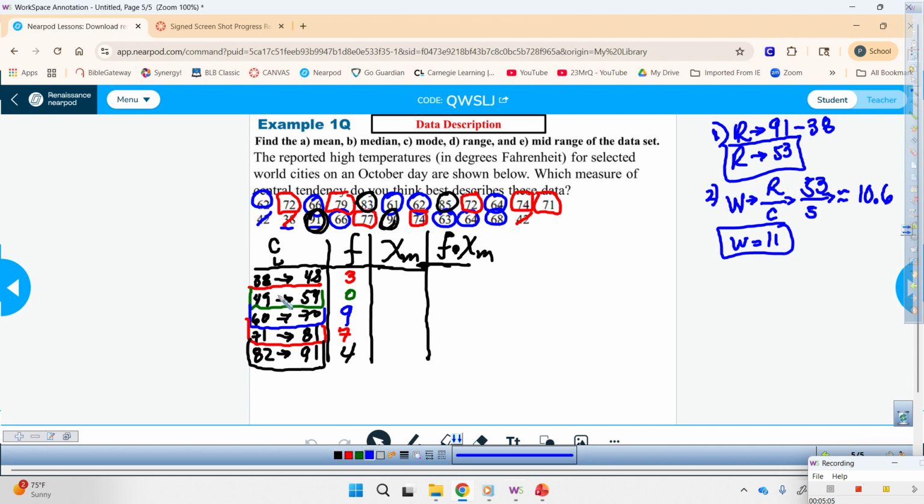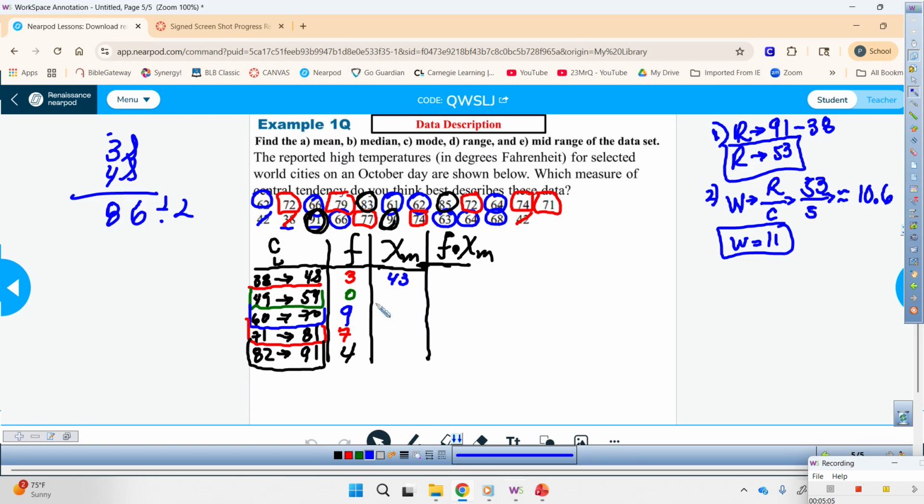Let's see. Midpoint from 38 to 48. Who's got the midpoint for between 38 and 48? 43? 43.5. Let's double check. 38 plus 48, that's 86, divided by 2, that's 43. Get it? The mid-range or the midpoint?